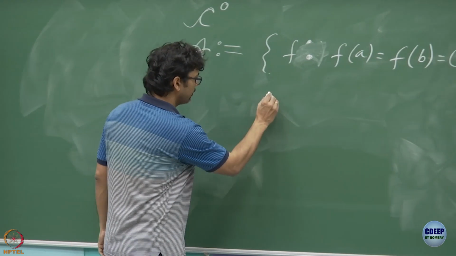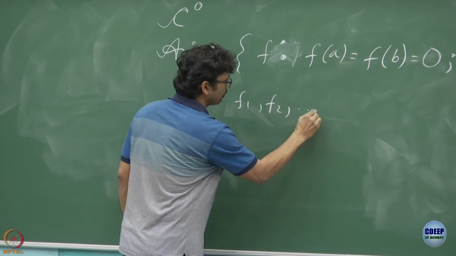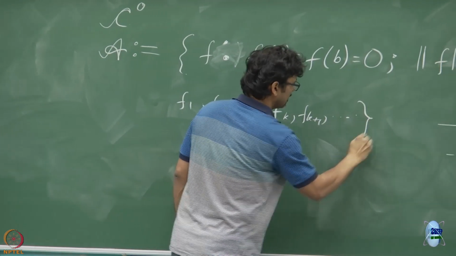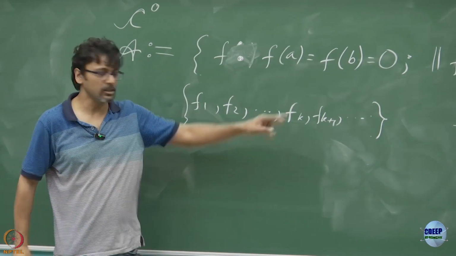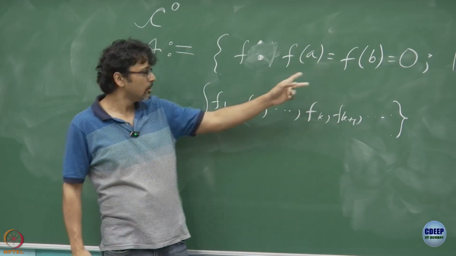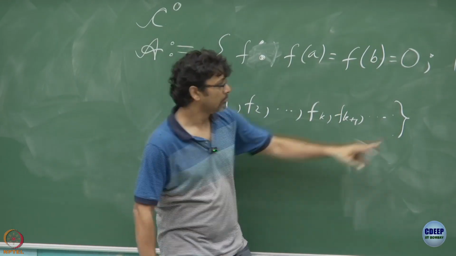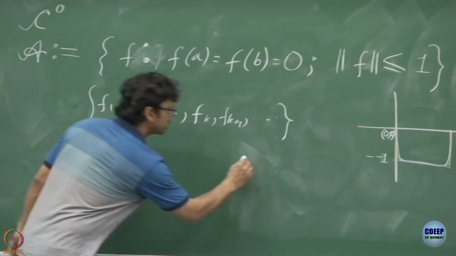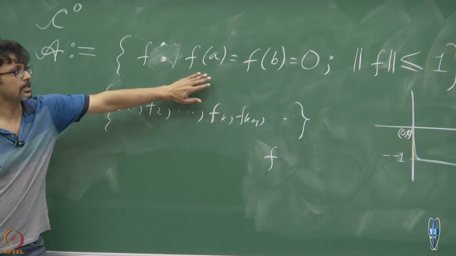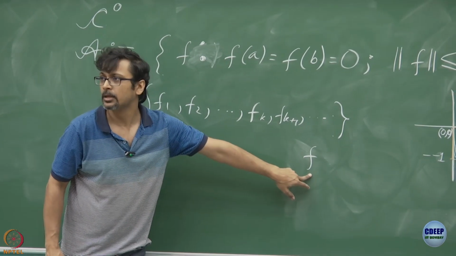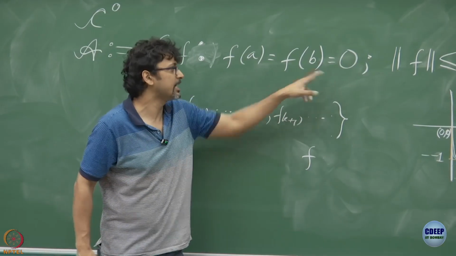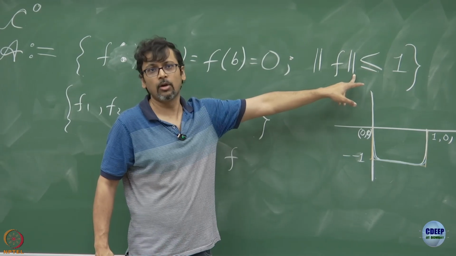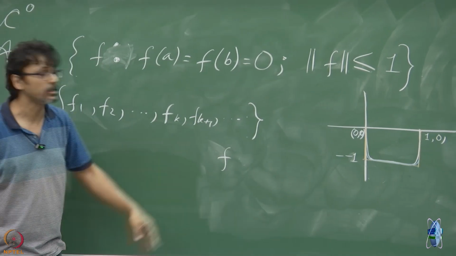So suppose you have f1, f2, dot dot dot, fk, fk plus 1, dot dot dot, this sequence. Suppose this converges. Each of these are continuous functions taking values 0 at a and b, bounded in their norm by 1, and they all converge to a candidate, say f. To prove that this is a closed set, we need to show that f is also going to be continuous. Of course, f satisfies the terminal constraints. Of course, f is bounded here. That's no doubt about that. The only doubt is if f is continuous.